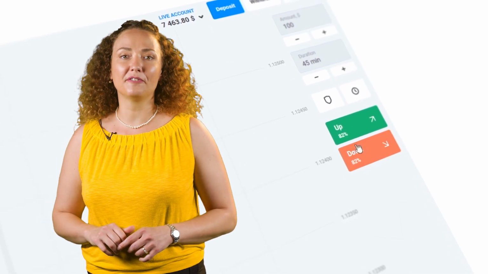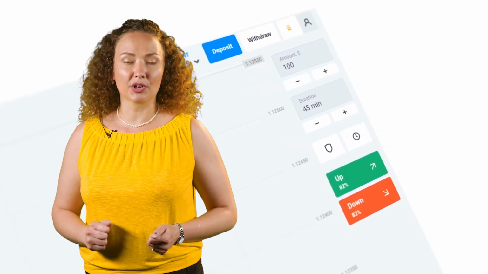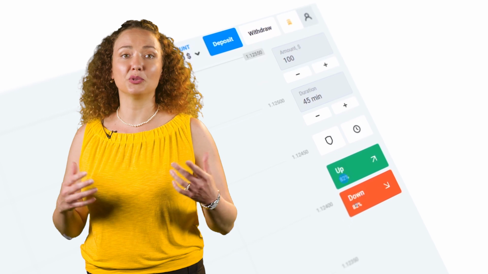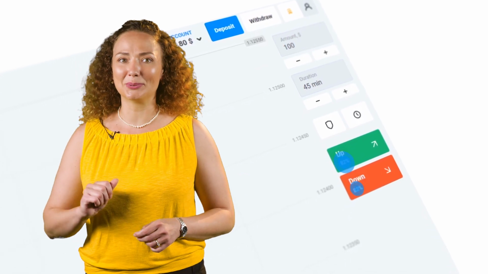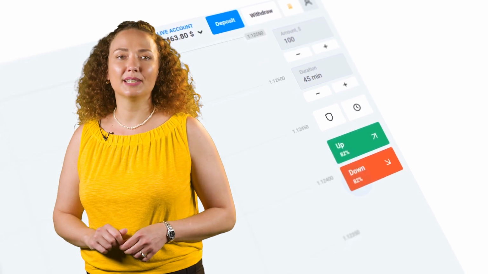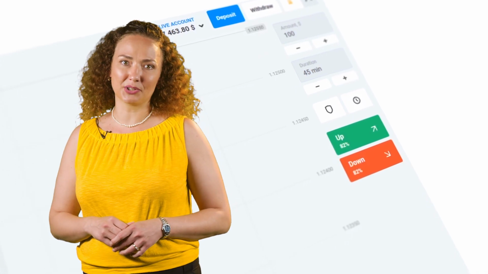Your profit will be fixed at the rate of return, which you can see next to each asset. This means that if you enter a trade with $100, the rate of return is 82%. If your prediction is correct, your profit will equal $82. As you can see, Olymp Trade provides a high rate of return, which means a high profit.